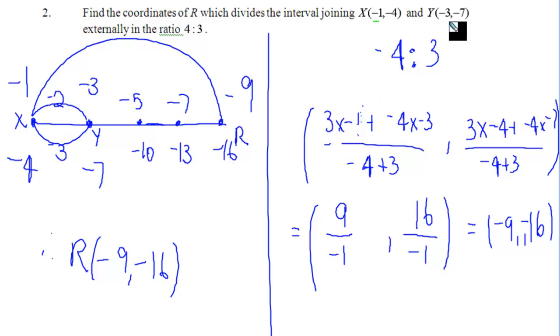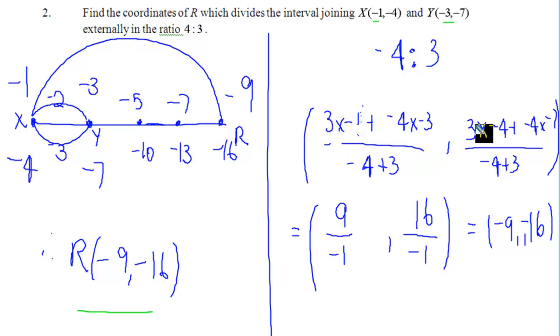So -1 to -3 for the X values means I go -2 if I'm going from X to Y, which means if one part is -2, going from X to R would be another 3 lots of -2, which is going to put me at -9. For the Y coordinate, I'm going from -4 to -7, which means I'm going -3. I'm going down by 3, which means to go to R, I go another 3 lots of -3. So 4 lots of -3 between X and R, 3 lots of 3 between R and Y going back. So that's where we get the -16. So -9, -16. And there's our point.